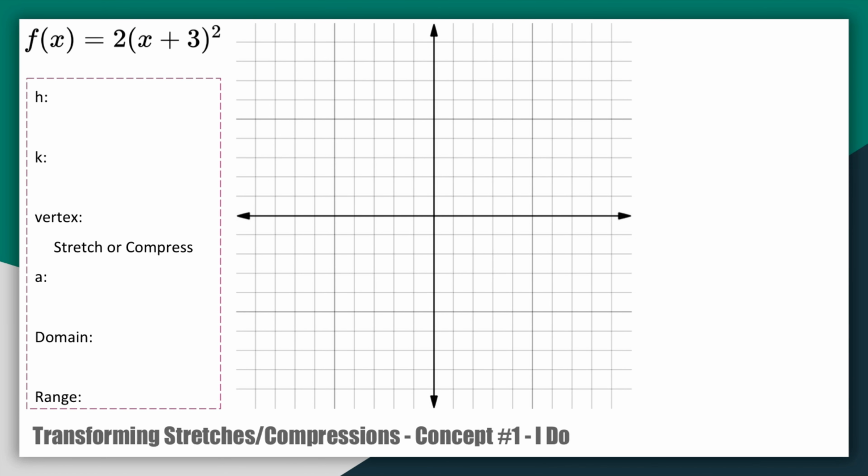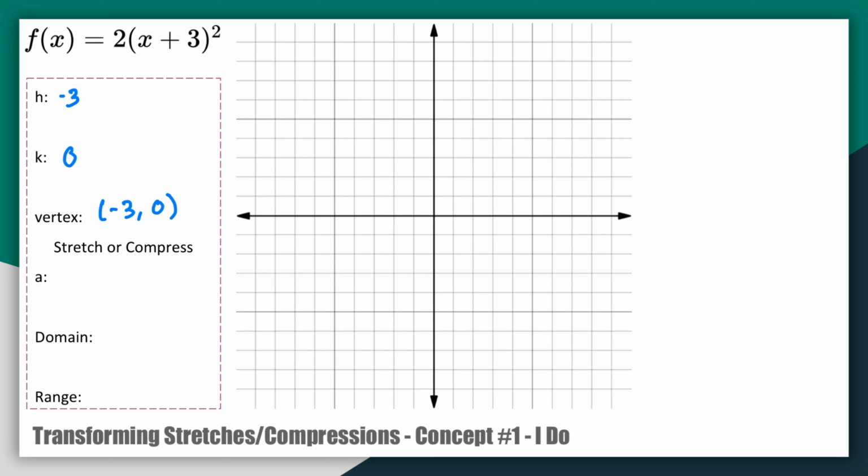Now we're back in our notes. We're going to do everything that we've been doing. We're just going to go a little bit faster now, okay? And we're still going to bring those vertical translations back in. So everything's normal. We start off with H. H is the opposite. It's negative 3. There's no K. So we have a vertex of negative 3, 0.